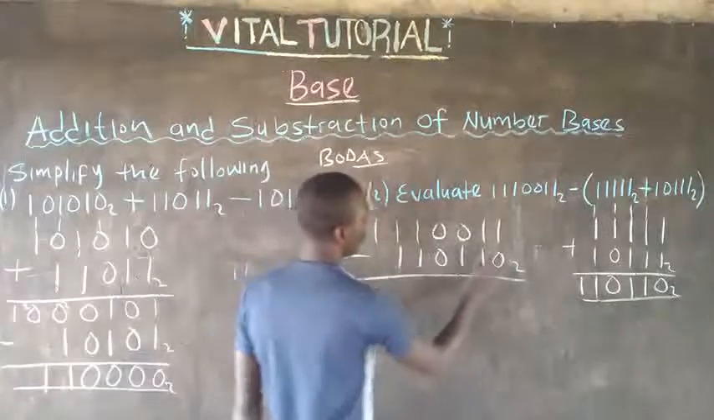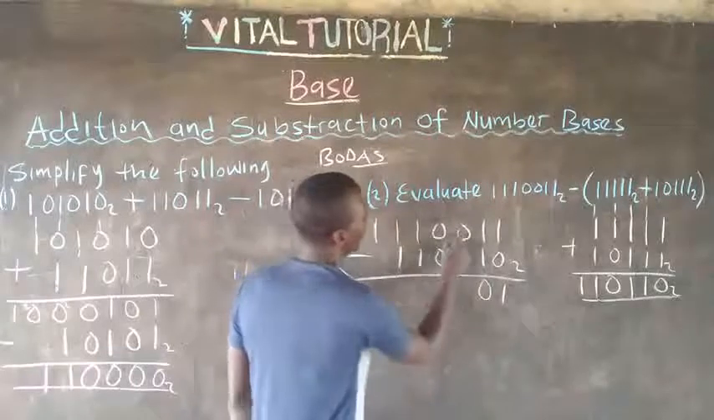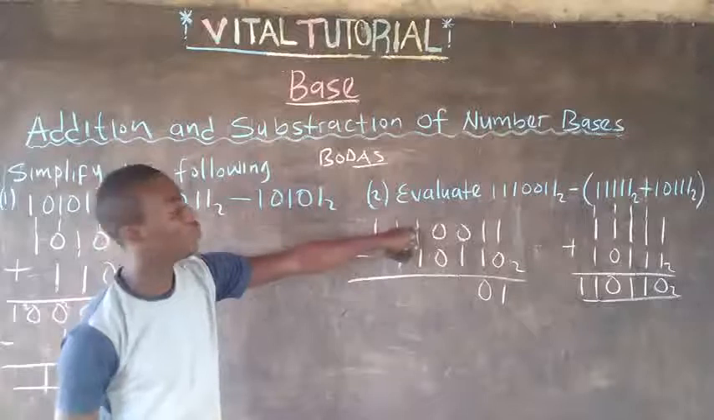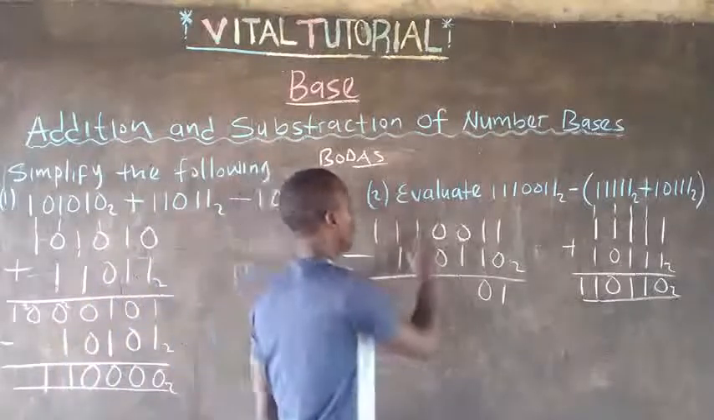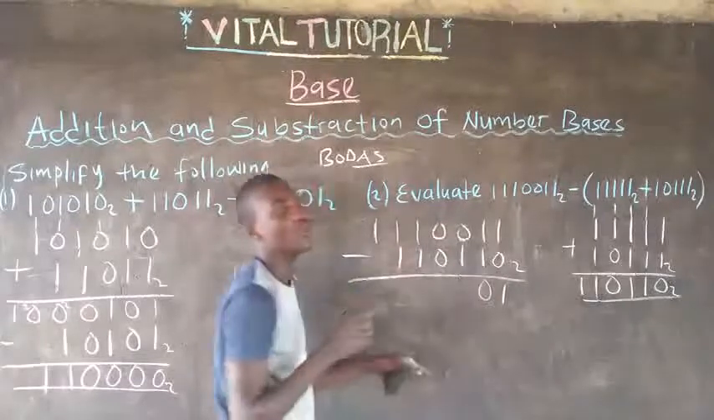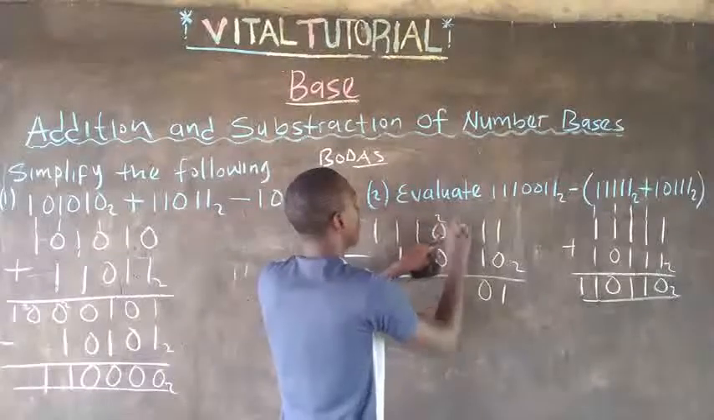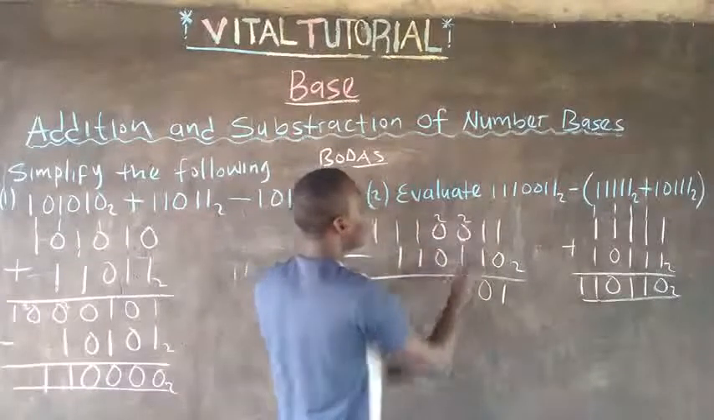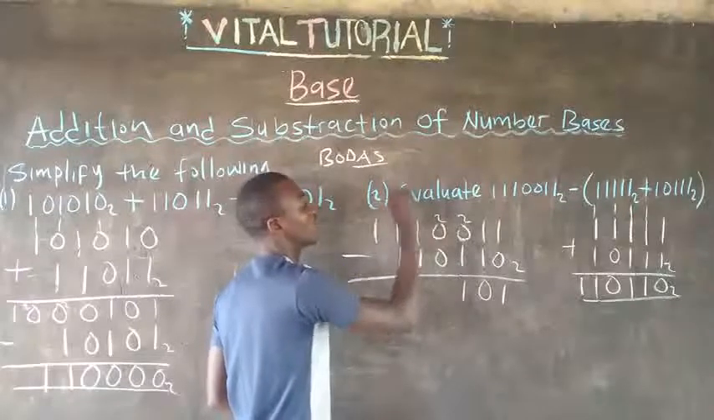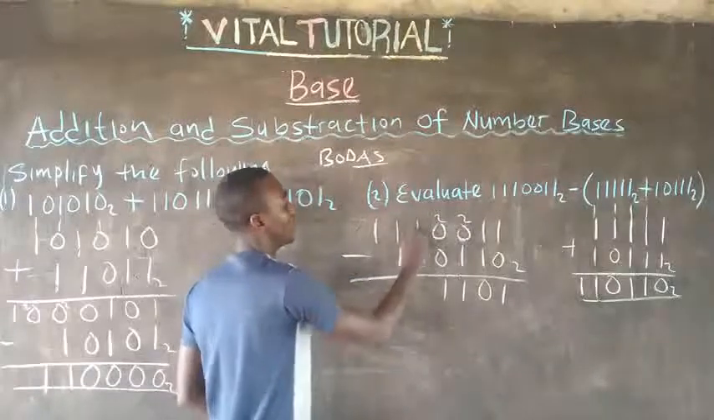So 1 minus 0 is 1. 1 minus 1 is 0. 0 minus 1, no, you have to borrow 1. When you borrow 1, don't forget that what you borrow is your base. So if I borrow 1, when it comes here, it becomes 2. 2 minus 1 is 1. But I borrowed 1 from this base, so you will be left with 1. 1 minus 0 is 1. Here we'll be left with 0.